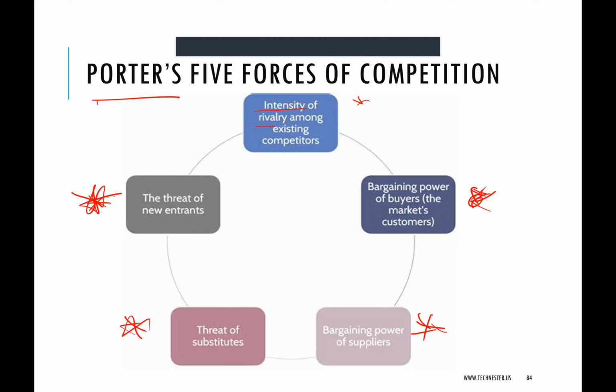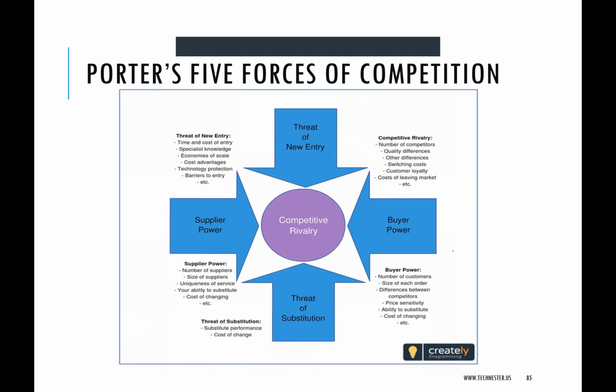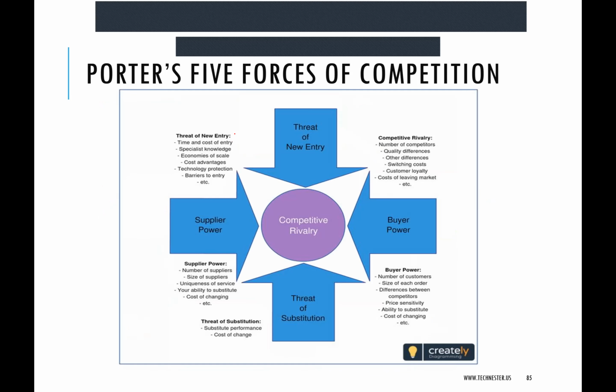So you can use this strategy to evaluate external things that can affect your business. You can use it to check if a venture is worth going into, right? So assessing threat of new entrants may involve looking at things like the time and cost of entry.